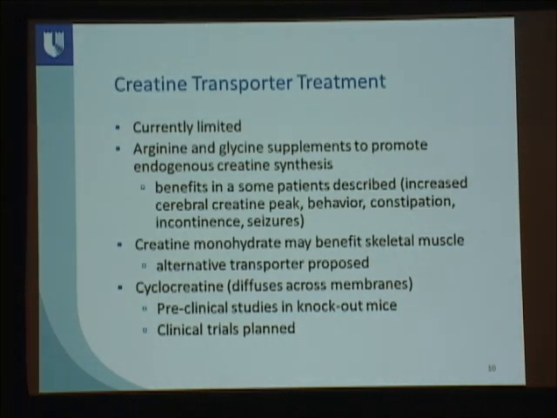Unfortunately for the transporter, treatment is limited. People have tried giving the precursors, arginine and glycine, and this has been beneficial in a subset of patients. Creatine monohydrate may also help the muscle disease. There are lipophilic analogs of creatine, such as cyclocreatine, that can bypass the transporter and diffuse across the membranes. Preclinical studies of cyclocreatine have shown the most promise, and clinical trials are planned.